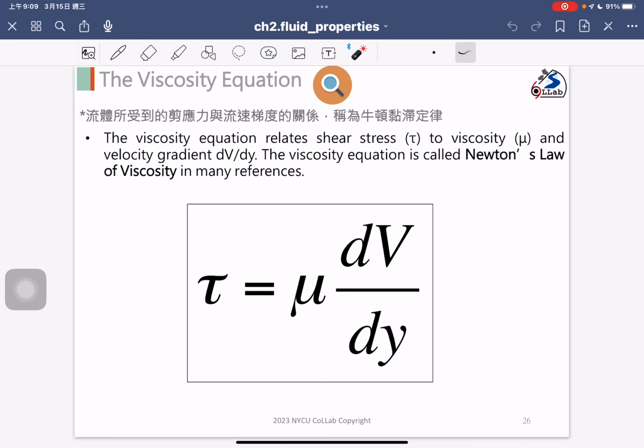What are the important equations associated with the shear stress? This is a very simple equation, as you can see here. We're trying to relate the shear stress to the dynamic viscosity, and the second item here is the velocity gradient. We call this the viscous equation, and we can also call it Newton's law of viscosity. This is a very important equation.